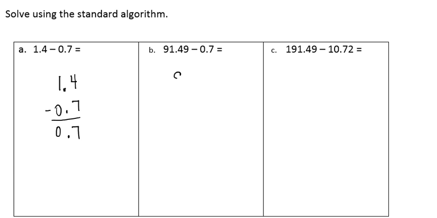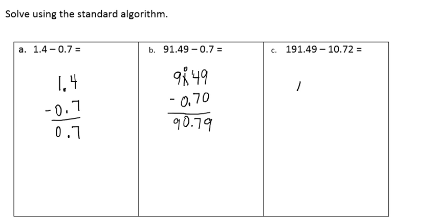In the next problem, I have 91 and 49 hundredths minus 7/10. So I have to make sure my 7 is below the 4, because that's 4/10 in that number. This empty spot can also be filled in with a 0, and that tells me I'm taking 9 minus 0. Here I have 4 minus 7. I need to regroup here. Again, it ends up being 14 minus 7, which is 7. And now I have 90 minus nothing. So my final answer is 90 and 79 hundredths.